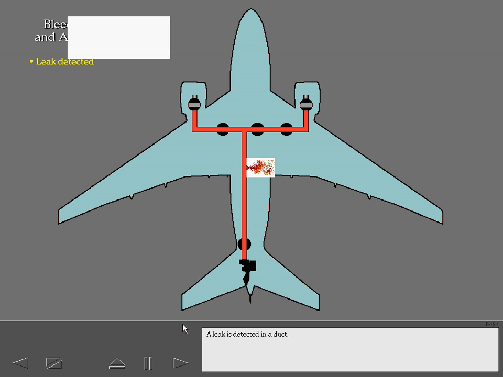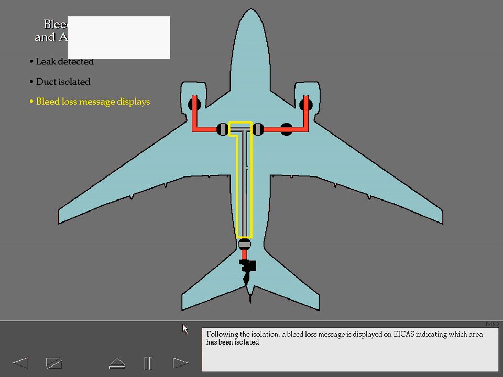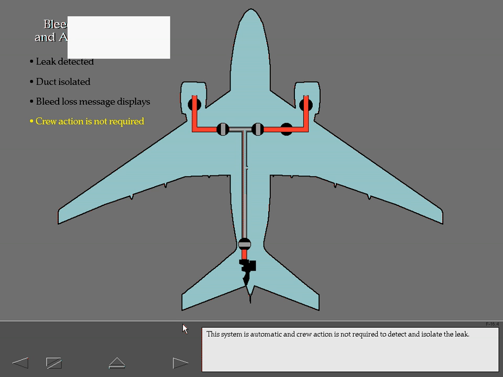A leak is detected in a duct. After a short period of time, the system closes bleed valves and isolates the duct. Following the isolation, a bleed loss message is displayed on EICAS indicating which area has been isolated. This system is automatic and crew action is not required to detect and isolate the leak.